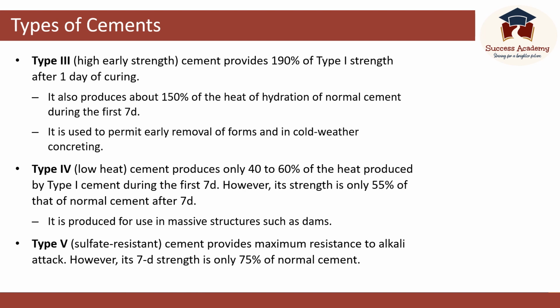Type 5 is sulfate resistant cement. When cement reacts with sulfate, its volume expands. So to prevent that, we have to use type 5 cement. When we do constructions in contaminated lands, or maybe in sewer constructions, the cement can react with sulfate in the contaminated environment, so we need to control this sulfate reaction. However, its 7-day strength is only 75% of normal cement.